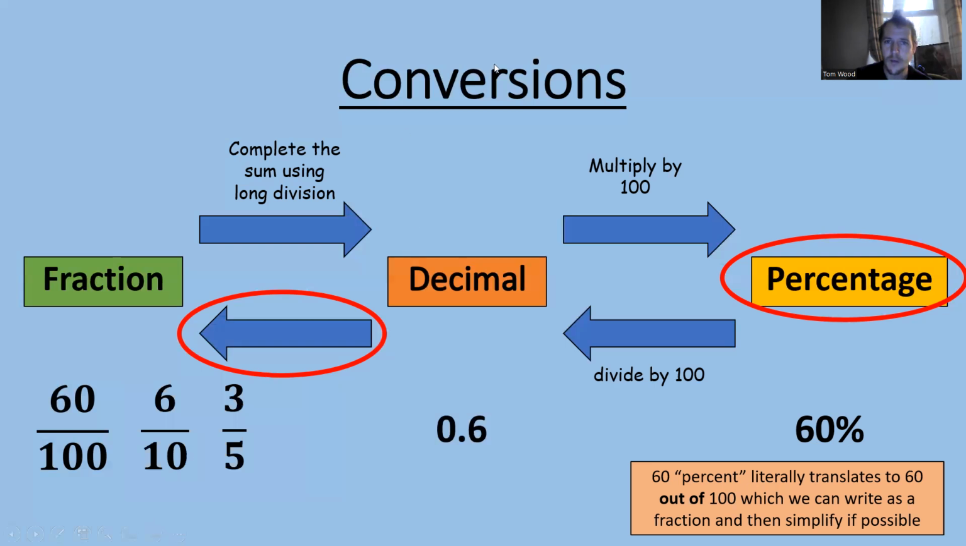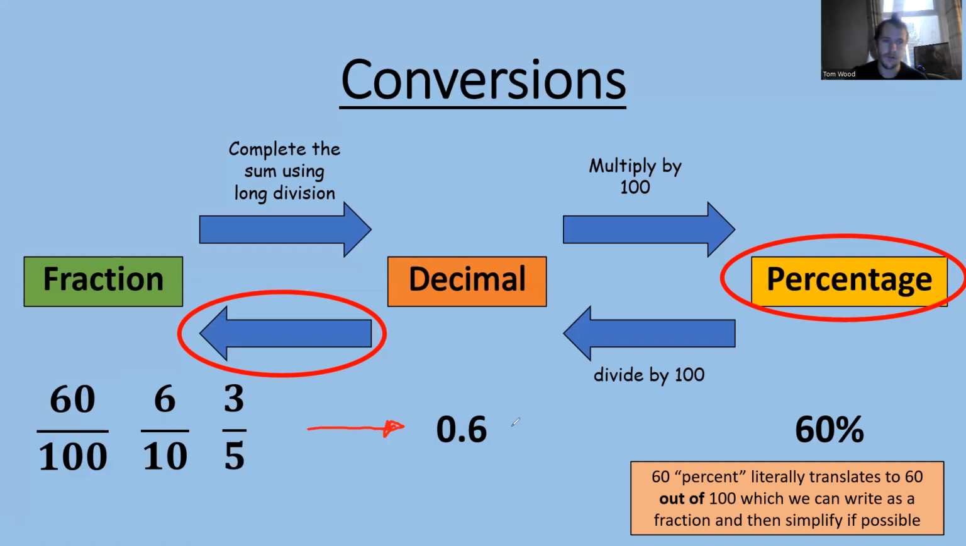I can then go full cycle and check this if I want. If I complete this sum, 3 divided by 5, I will get 0.6 as my answer. If I do 6 divided by 10, I will also get 0.6. If I do 60 divided by 100, I will get 0.6. So the great thing here is, if I have this decimal, I'm just going to switch that to a percentage, multiplying it by 100.